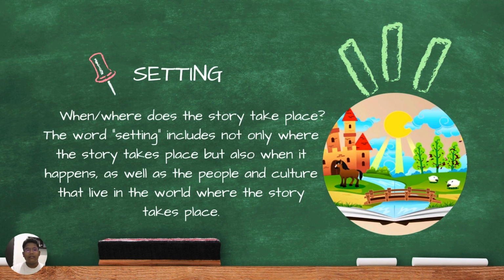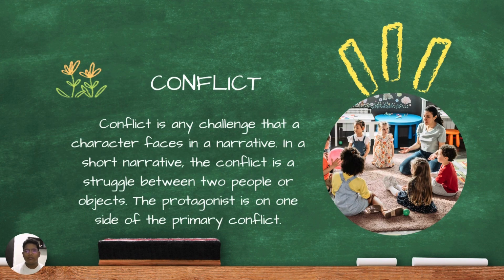Next one is the setting. When or where does the story take place? The word setting includes not only where the story takes place, but also when it happens, as well as the people and culture that live in the world where the story takes place. For example, the setting would be at Bohol Island State University main campus at 4 p.m. That's the setting. Now, let's go to the next one, which is conflict.